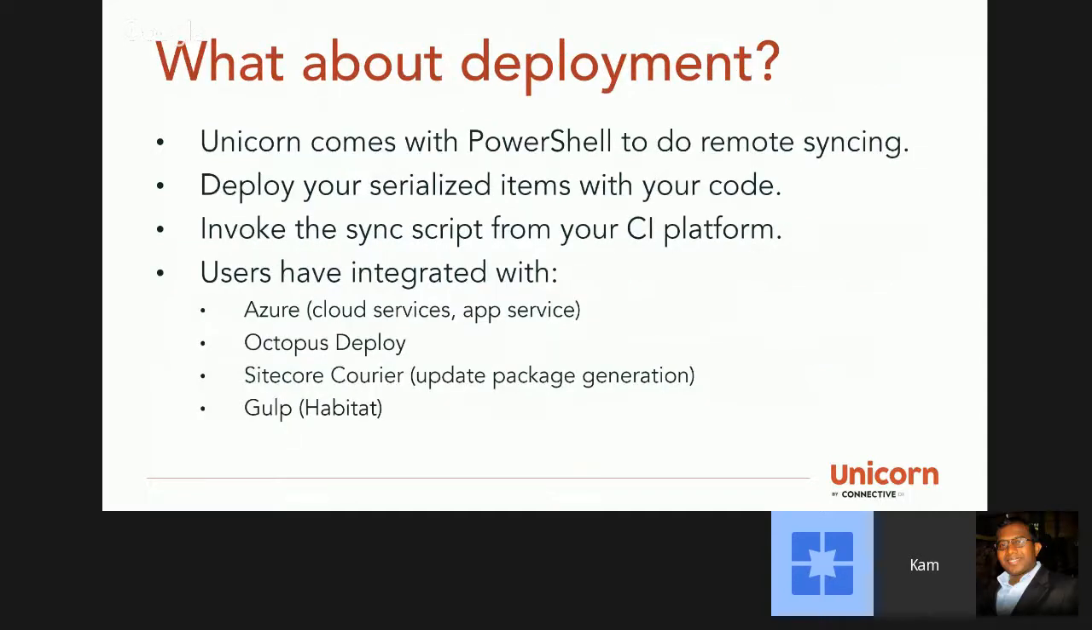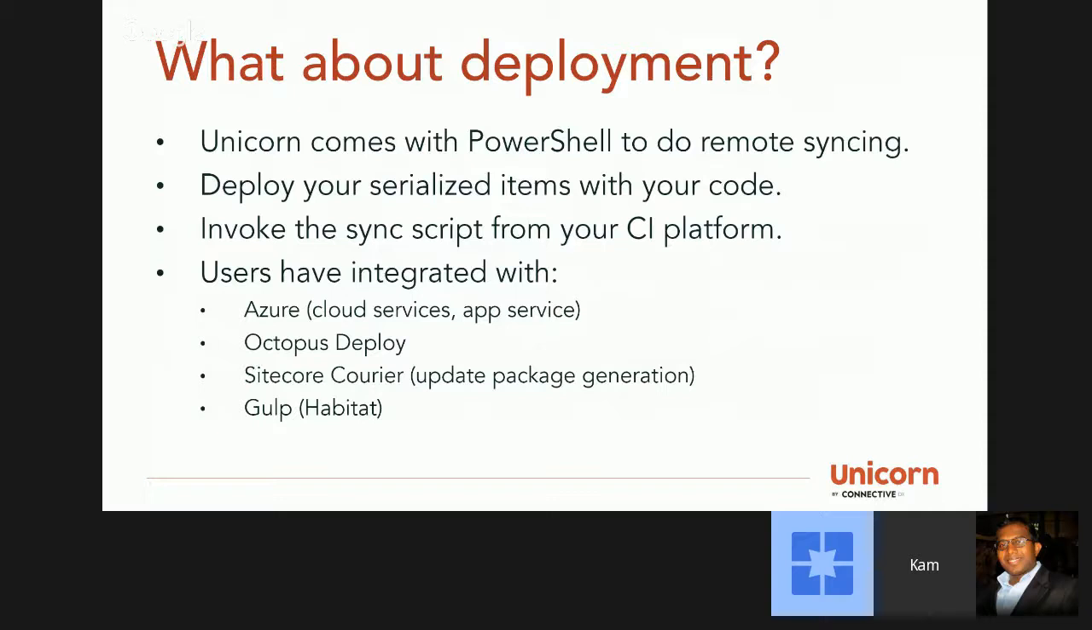So talking a little bit about deployments, Unicorn has a couple of options. The most useful one is that it comes with a PowerShell module. This is a regular old PowerShell module. It does not require Sitecore PowerShell to run, though Sitecore PowerShell is awesome and you should check it out. The PowerShell module that comes with Unicorn is designed to give you a single commandlet that lets you execute a sync, a traditional sync, against a remote Sitecore instance.